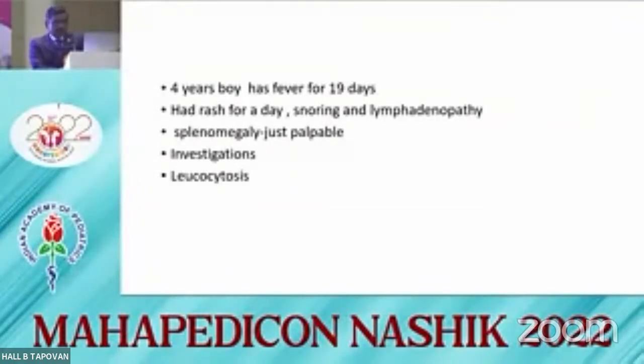This was a 4-year-old boy who had fever for 19 days, had rash for a day in the initial 2 to 3 days, snoring and lymphadenopathy, and he had pseudomembranous tonsillitis. His spleen was just palpable. What investigations are we likely to do in this case? This is more likely an infective case. Which viral infections are likely to persist beyond 2 weeks? There are 2 viral infections which commonly persist: adenoviral infection and infectious mononucleosis.